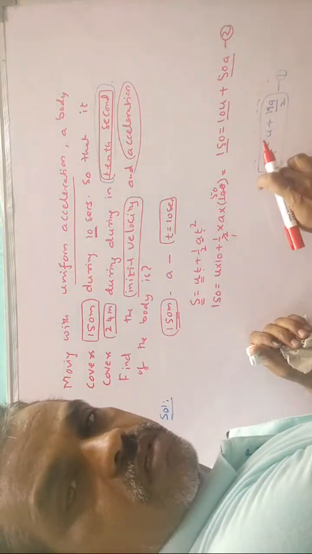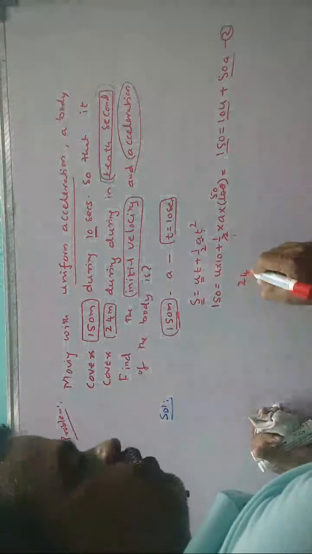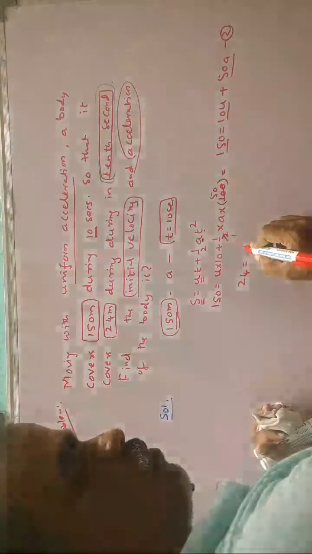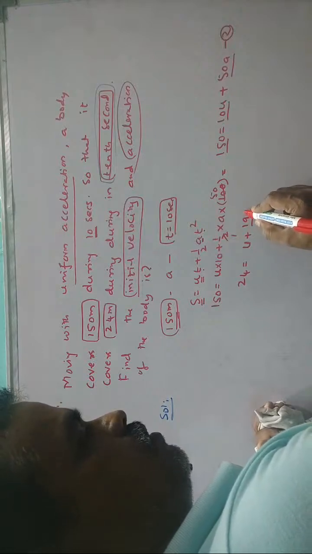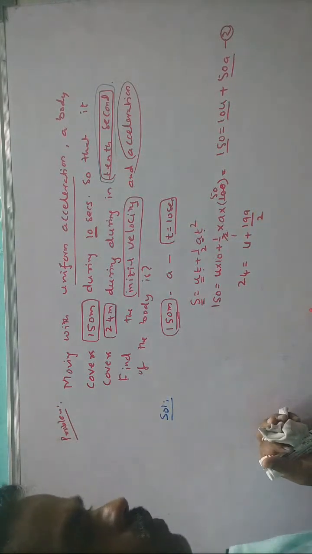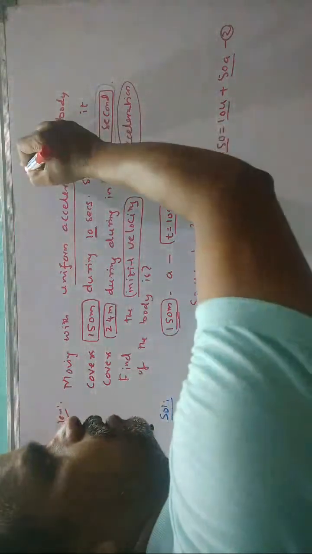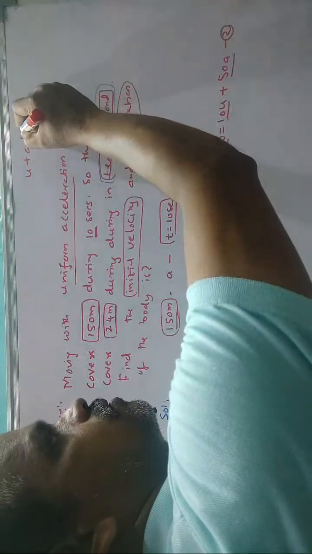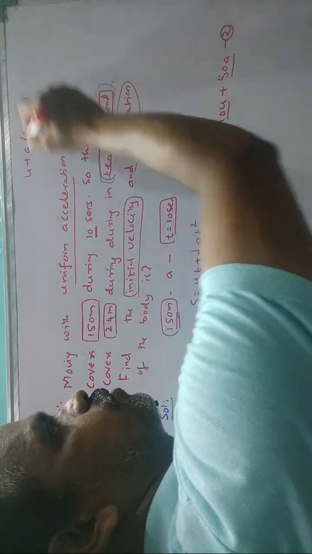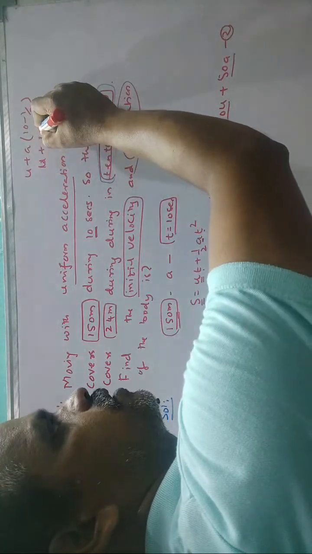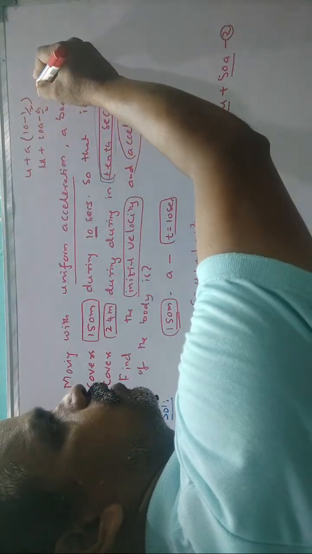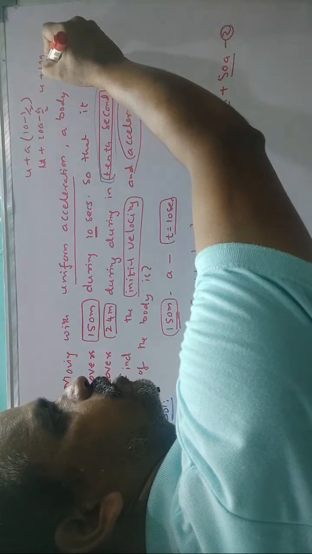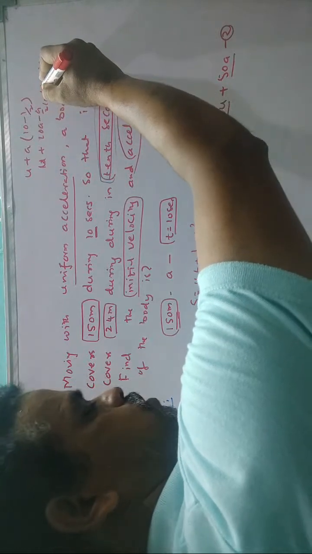So we can change the equation like this. Is it visible first? Okay, I'm changing here. 24 equal to u plus 19a by 2. Is it u plus a into 10 minus half, u plus 10a minus a by 2? So u plus 19a by 2 is equal to 24.